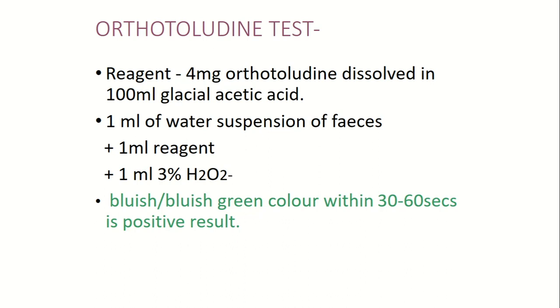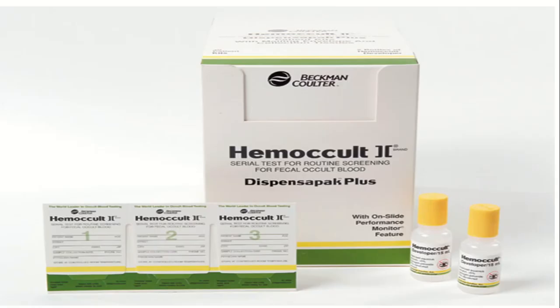Instead of benzidine, you can use orthotoluidine. The rest of the procedure remains the same, and again the color is bluish green. And this is the commercially available hemoccult kit. Usually we use this kit in the laboratory for detection of occult blood.